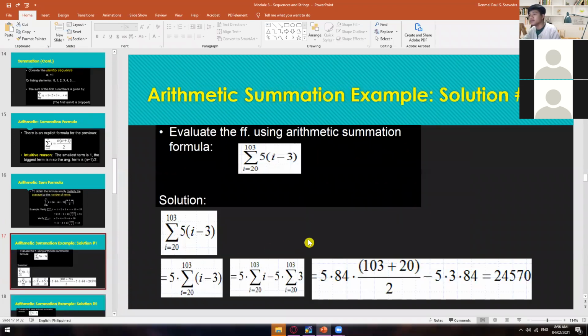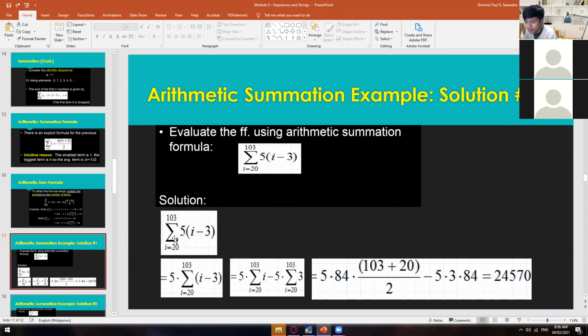All right. So we have here an arithmetic summation example. This is example number 1. Evaluate the following using the arithmetic summation formula. The starting point is 20 up to 103, and we have the given formula, 5 times I minus 3. You cannot just substitute the value of I right away. So we have a step-by-step solution on how we came up with a more elaborate formula.